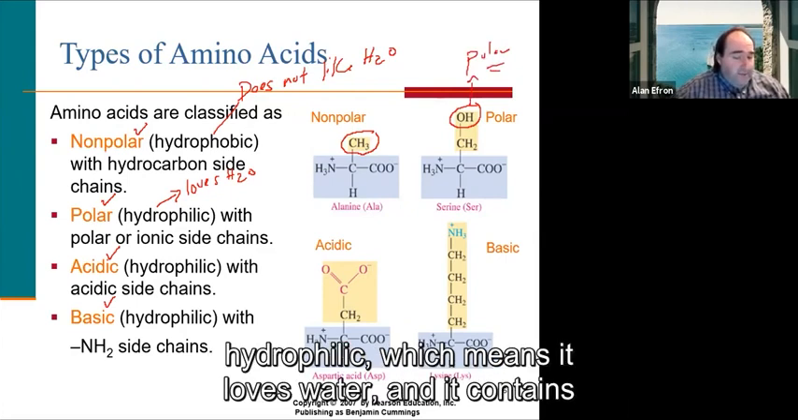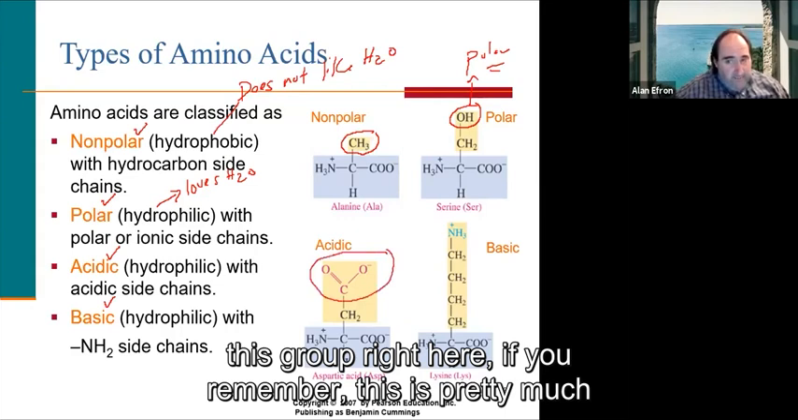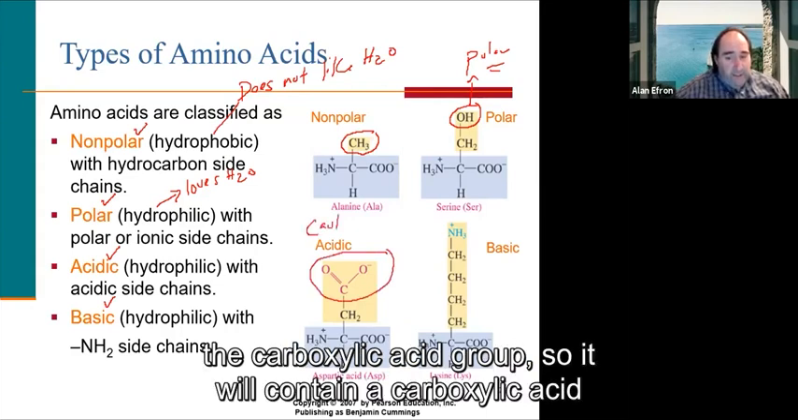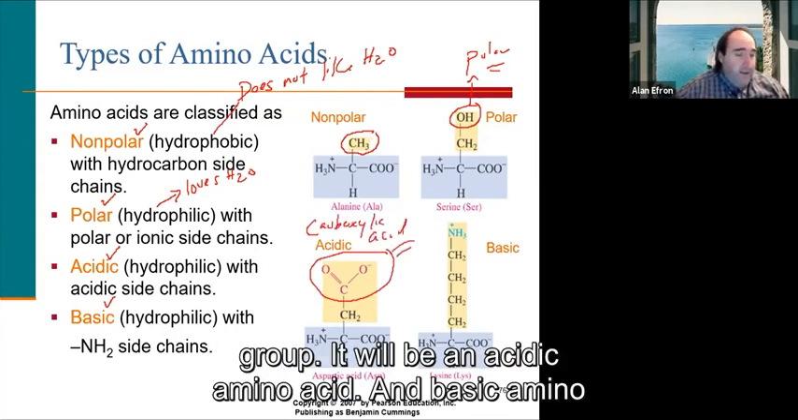Acidic is also hydrophilic, which means it loves water, and it contains this group right here. If you remember, this is pretty much the carboxylic acid group. So it will contain a carboxylic acid group. It will be an acidic amino acid.